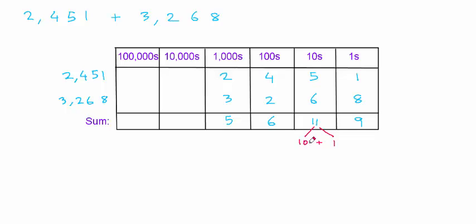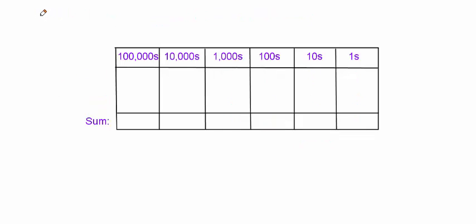10 plus 1 is 11, which means there are 10 tens and one more 10. 10 tens is 100. So the number of hundreds in the answer is not 6. It's actually one more than 6. That's 7. And the number of tens now is only 1. We no longer have 11 tens because this part has been taken care of. And so the final answer is 5719.